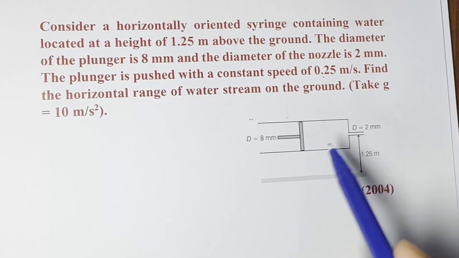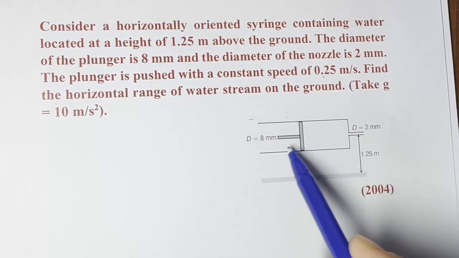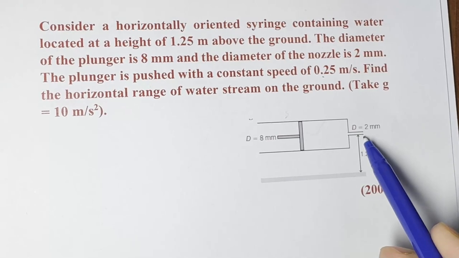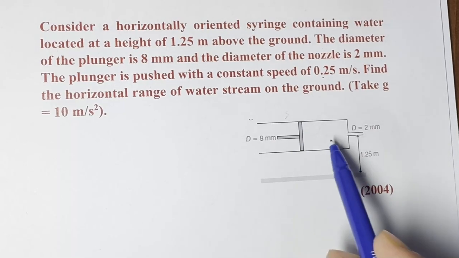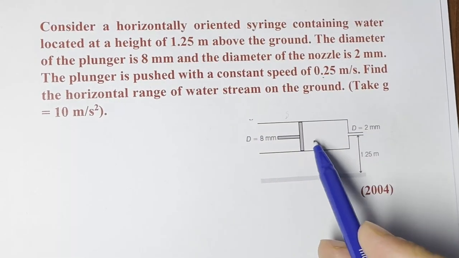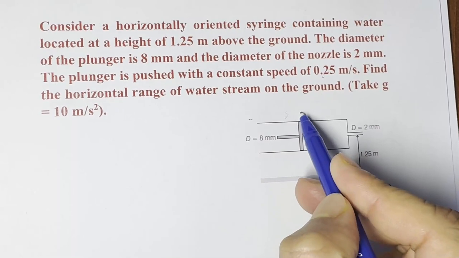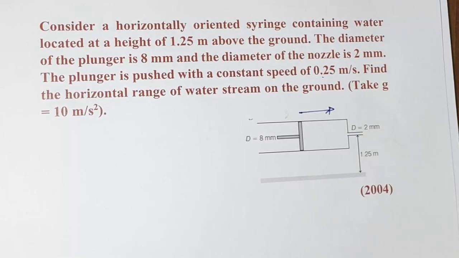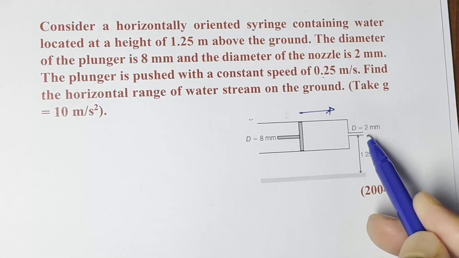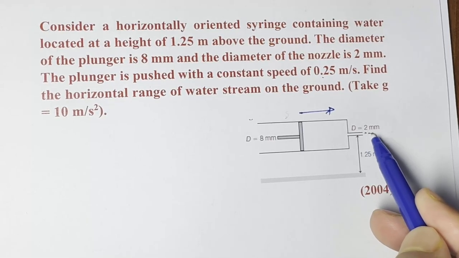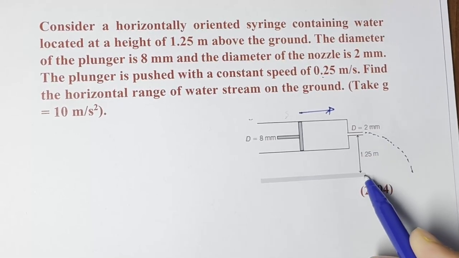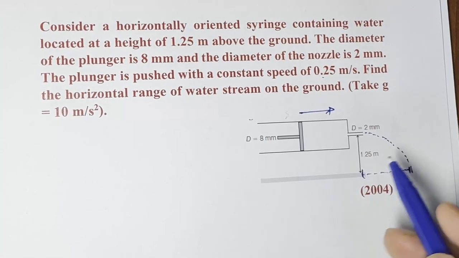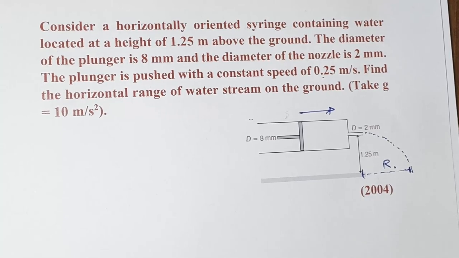So this is a syringe and this is a plunger. Plunger diameter is given as 8 mm and we have the diameter of the nozzle as 2 mm, and this contains water. As the plunger is pushed towards the right, the water will be pushed out from this nozzle and it will travel something like this, and we have to find out its horizontal range, this distance. Let us call this R.